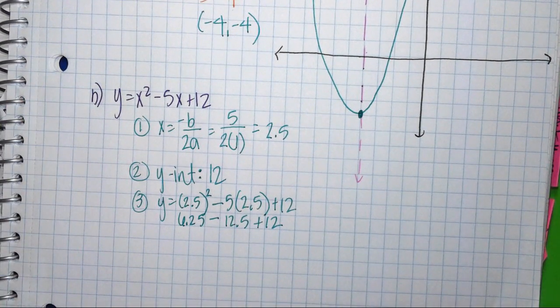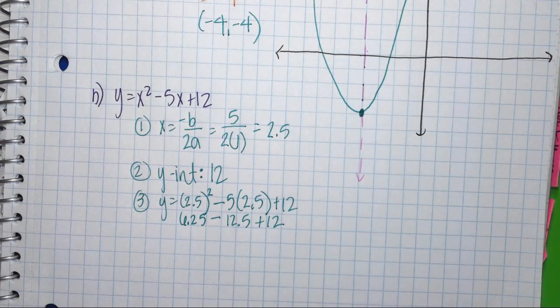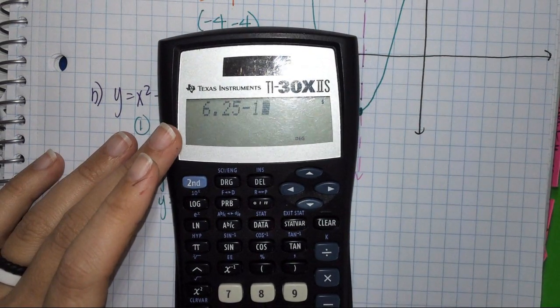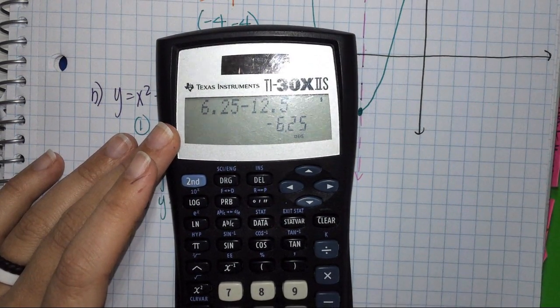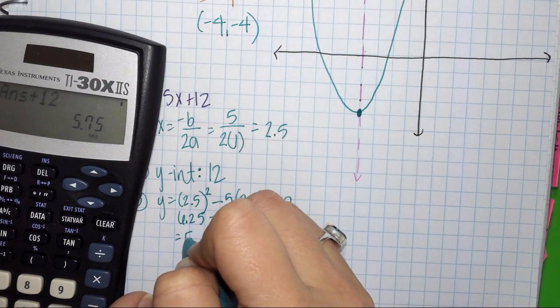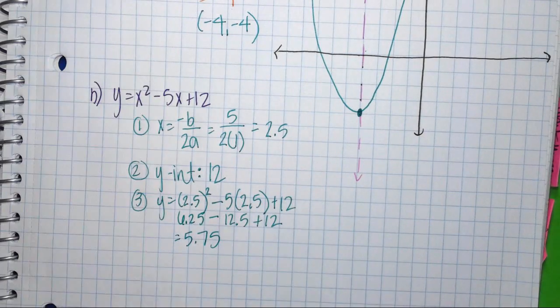Are we ready? Or do we need a moment? Did everybody get to that point? Yes. Okay. Then you did 6.25 minus 12.5, right? Yep. And then you added 12? And we got 5.75? Ooh, this is going to be a fun one.